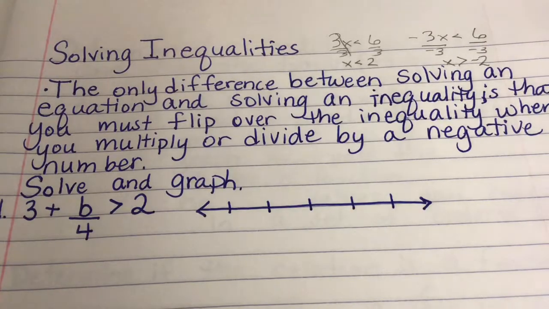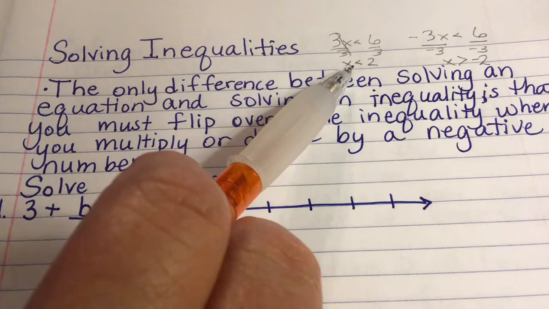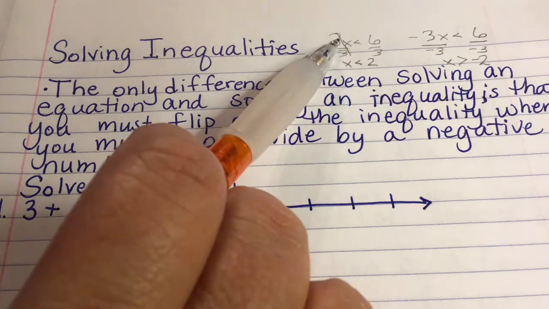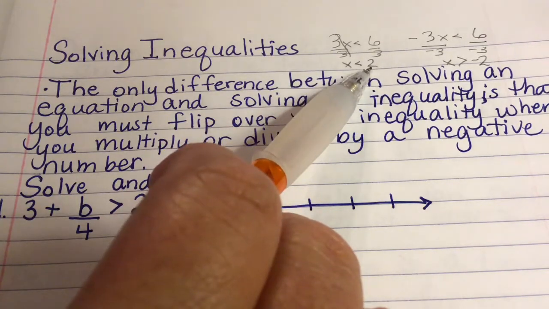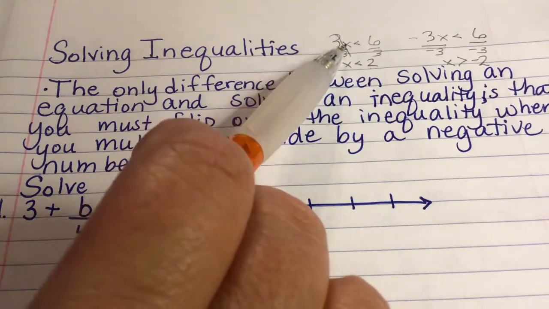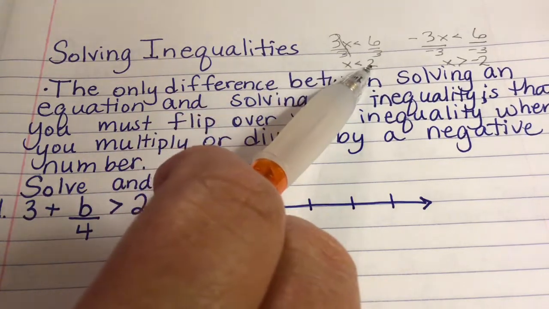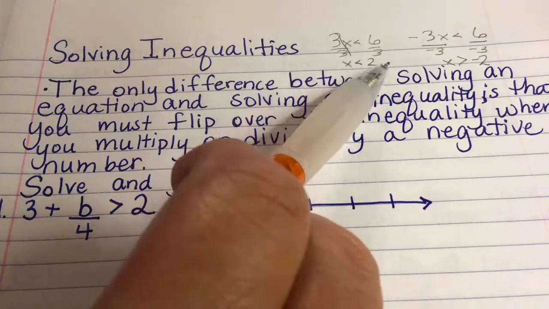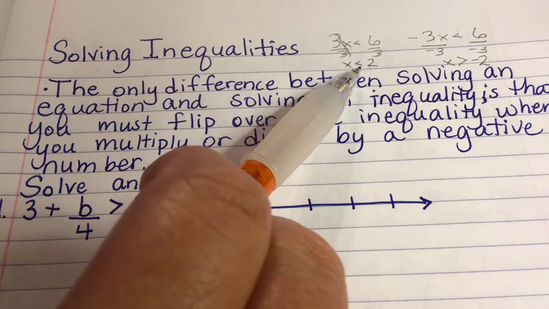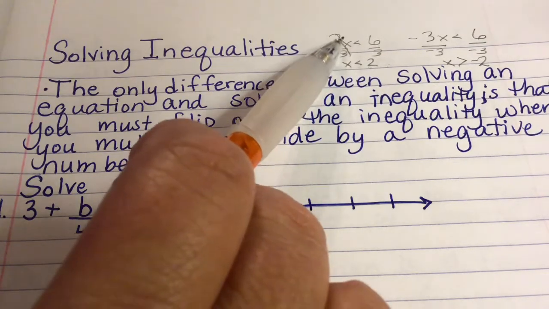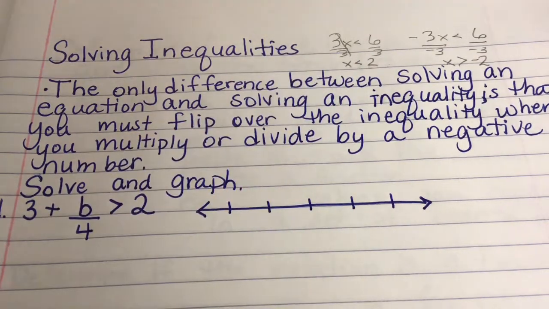Now, if you think about it, you'll understand why you need to do this. When you look at these numbers, you want 3 times the number to be less than 6. So if you substitute 1 in here, 3 times 1 is 3, and 3 is less than 6. If you substitute 3 in, 3 times 3 is 9, and 9 is not less than 6, so that would not satisfy that inequality.